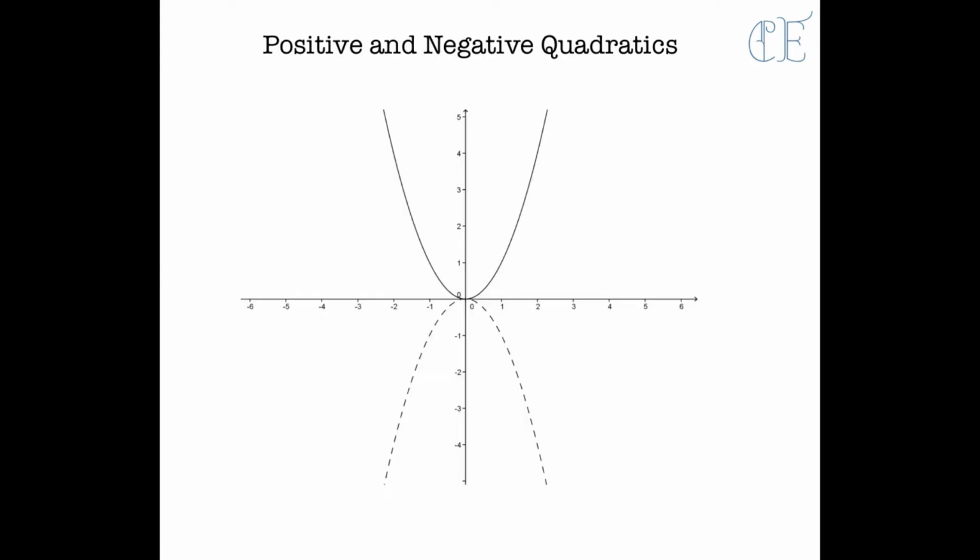Okay, so quadratic equations don't form straight line graphs, they form curved graphs. So here we have a positive quadratic graph. If it was a positive x squared, then the graph would look like this. And if it's a negative x squared, the graph would look like this.